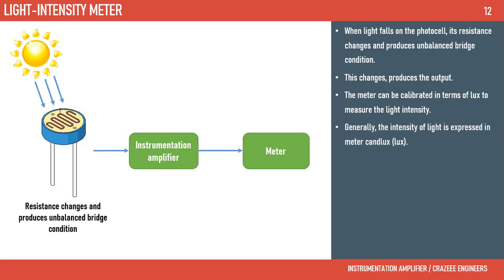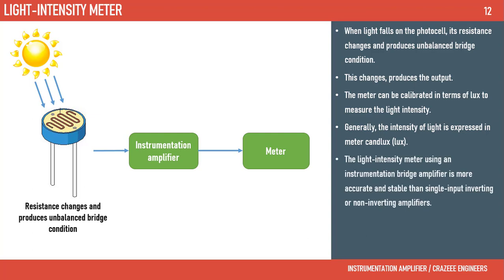Generally, the intensity of light is expressed in meter candle, lux. The light intensity meter using an instrumentation bridge amplifier is more accurate and stable than single input inverting or non-inverting amplifiers, because the common mode noise voltages are effectively rejected by the differential configurations.